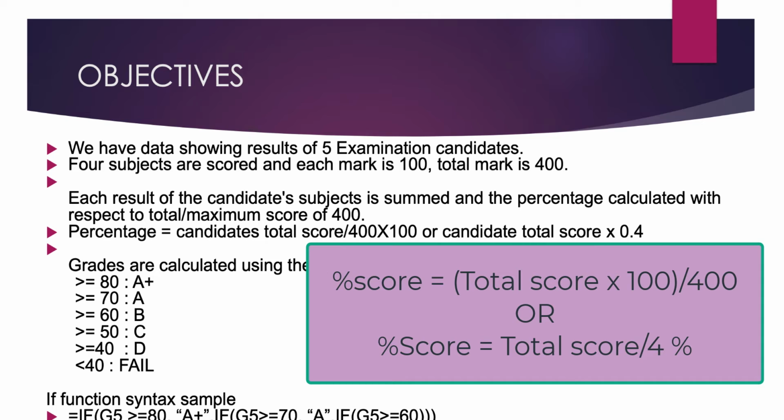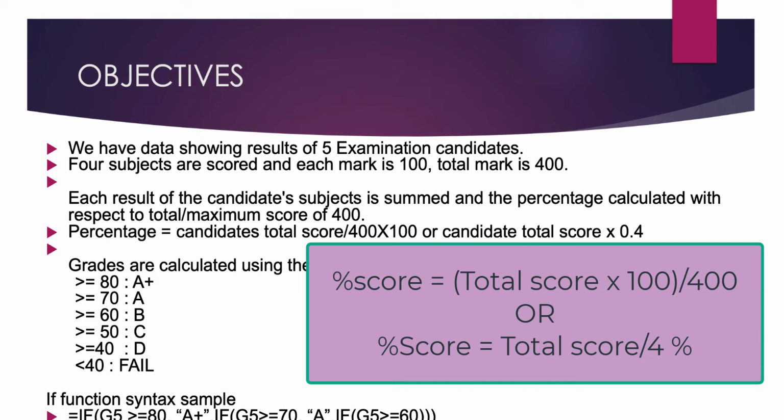We are going to work on student results. We have data showing results for 5 examination candidates. 4 subjects are scored and each mark is 100, making the total 400. So each candidate's subject results are summed and the percentage calculated with respect to the total maximum score of 400. The percentage formula will be the total score divided by 400 times 100, or we can simply multiply the total score of the candidate by 0.4.